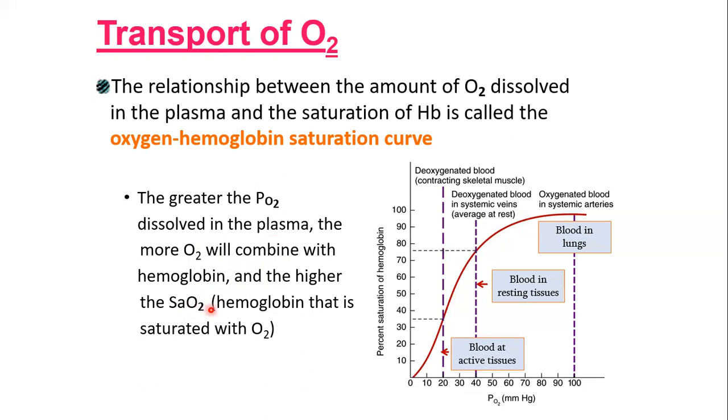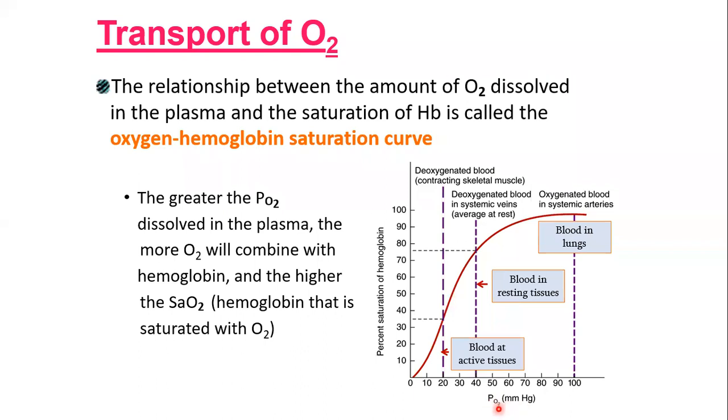And this makes sense. Think of it the same way as going shopping. The more money you have, the more shopping you can do. It's the same for hemoglobin. The more oxygen available in plasma, the more it can carry and the higher the oxygen saturation would be. Let's give examples on this curve.